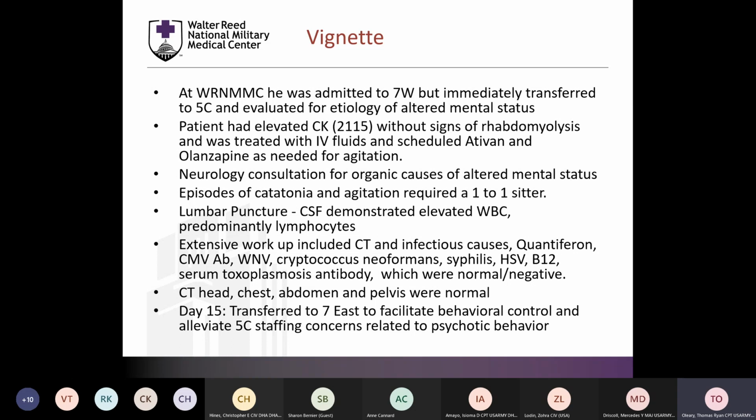The CK resolved. There was no evidence clinically of rhabdomyolysis. Neurology were consulted to ascertain the possibility of any organic pathology that might have caused the mental status changes. There wasn't much in the background history. The patient had no history of psychiatric treatment other than brief contact with psychotherapy for an adjustment reaction.